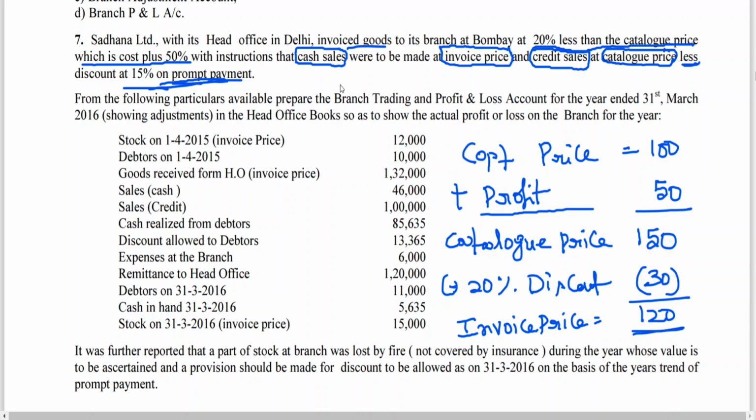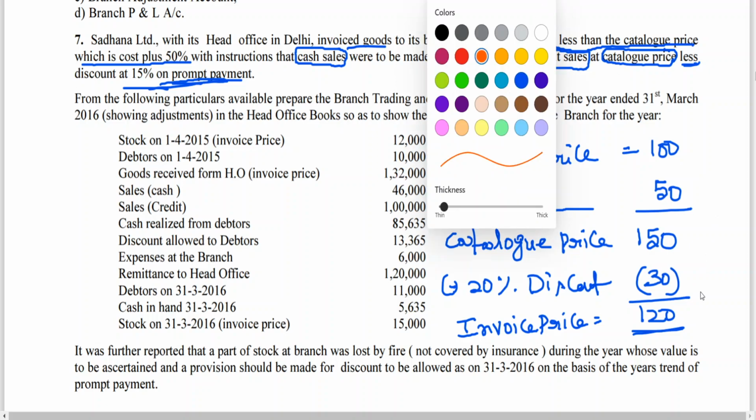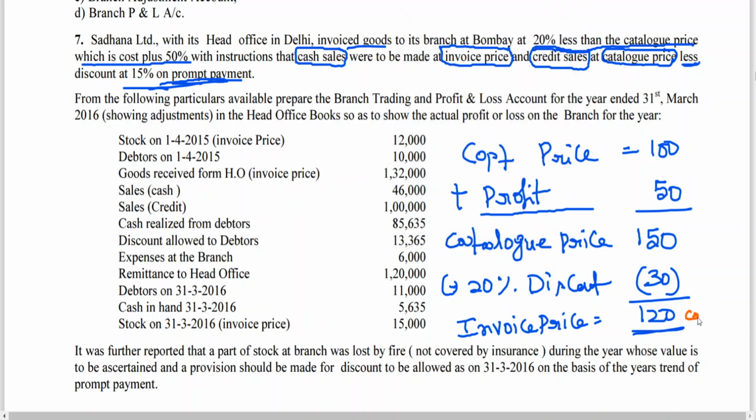Clear? Now, cash sales were to be made at invoice price. This is 120 rupees. This is cash sales. Whenever goods have been sold on credit, it is at catalog price. Tell me, what is cash sales? 120 rupees. What is credit sales? 150. Please remember, we come back to this later on.